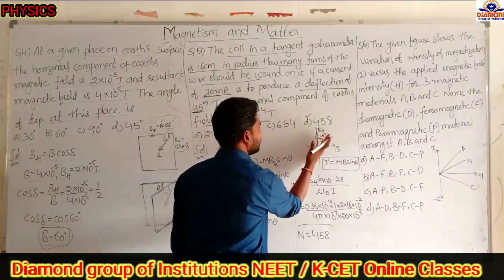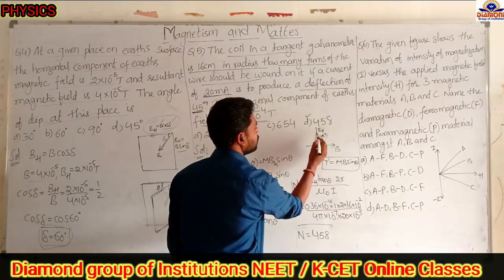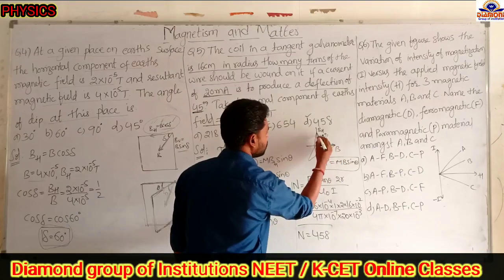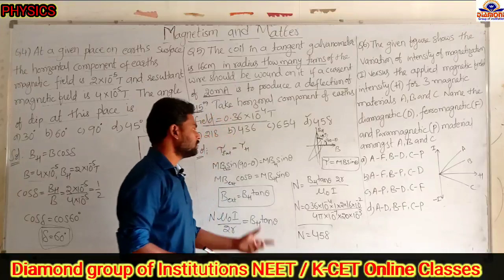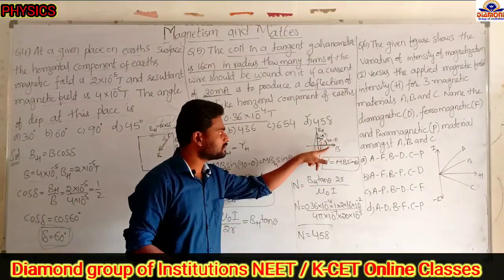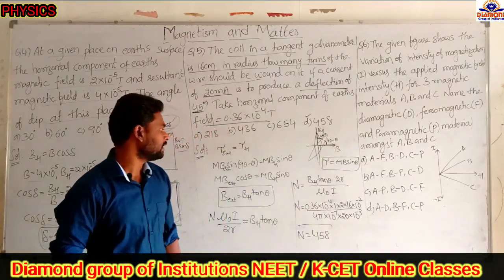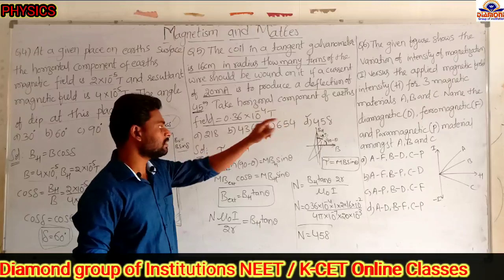If this magnetic compass is making angle theta with the horizontal component of the earth's magnetic field, then what is the angle made with the external field? The total angle is 90, so this angle is 90 minus theta. So the angle made by this magnetic compass with the external magnetic field is 90 minus theta, and the torque is mB sin(90 minus theta). This torque is due to the external magnetic field.